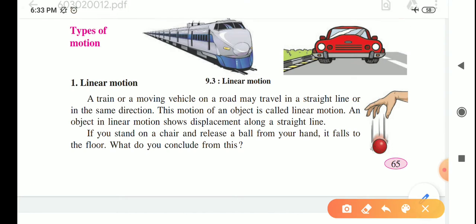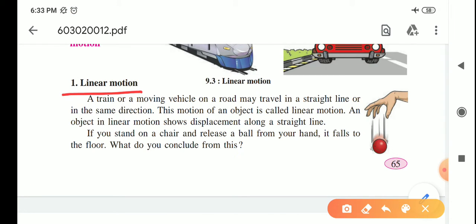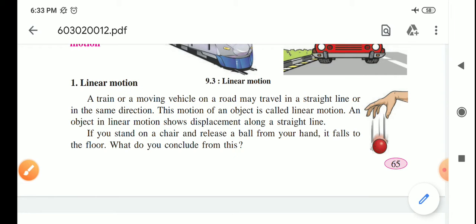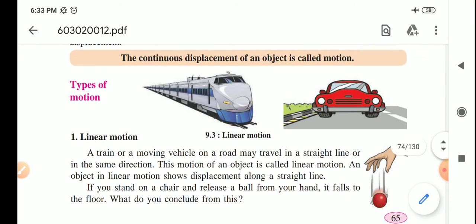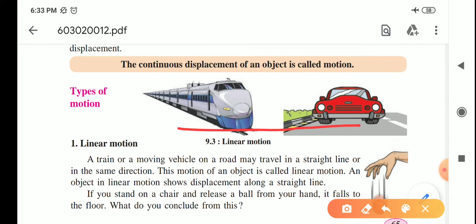First is linear motion. A train or a moving vehicle on a road may travel in a straight line or in the same direction. This motion of an object is called linear motion. So a train or vehicle may travel in a straight line or in the same direction.